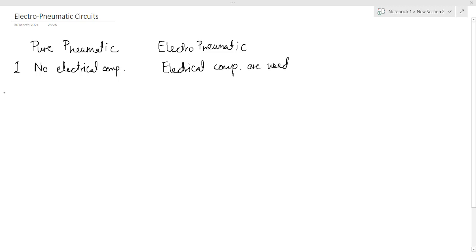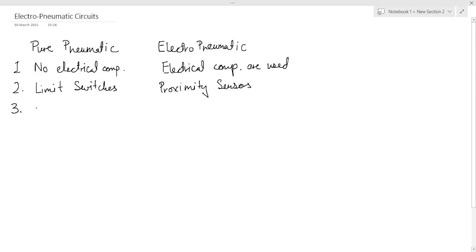In pure pneumatic circuits, we use limit switches. These limit switches are used to know the current position of the piston. In electro-pneumatic circuits, what do we do? Rather than using limit switches, we use proximity sensors. Generally we use inductive type proximity sensors to know the current position of the piston.